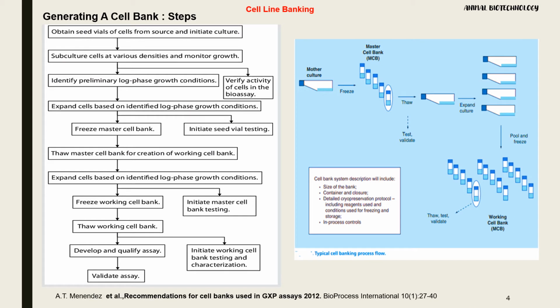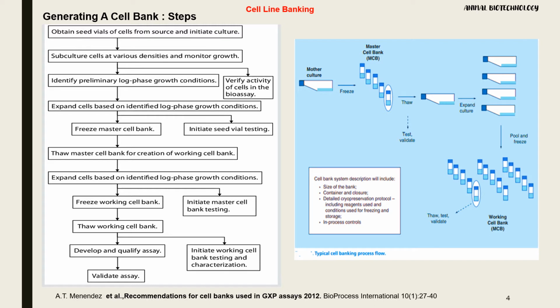Steps for generating a cell bank. The first step is the selection of source cell for cell bank. It could be from primary culture, an immortal cell line, or a stem cell. A stable cell line is developed. Second, the selected cells are cultured and passaged.